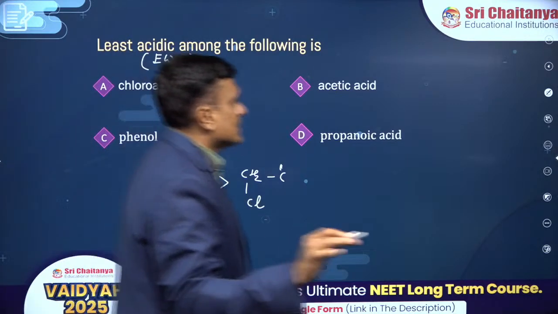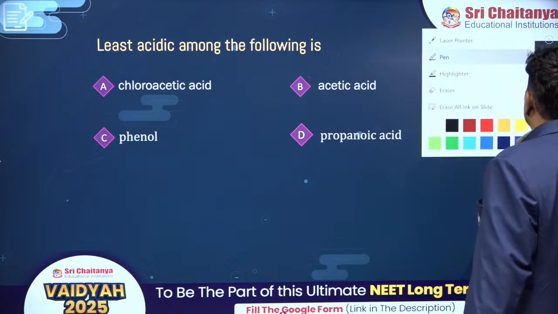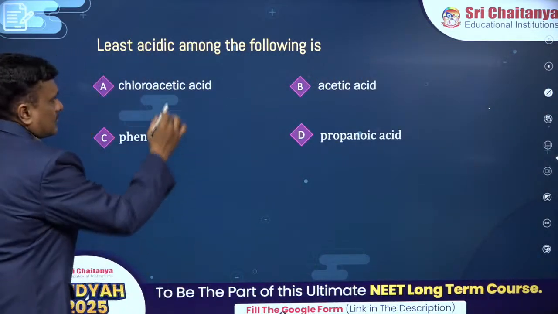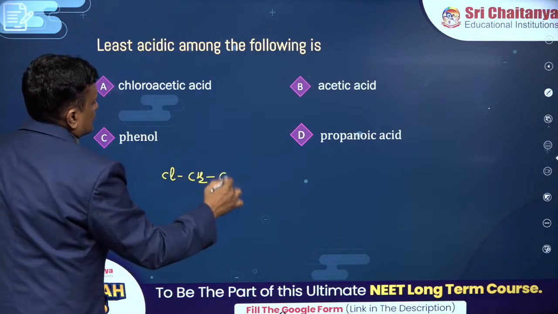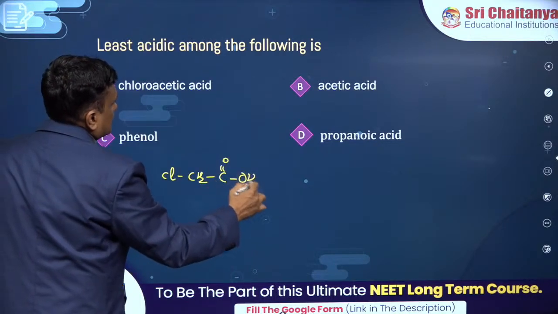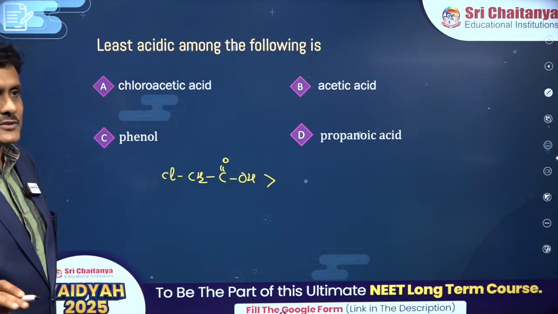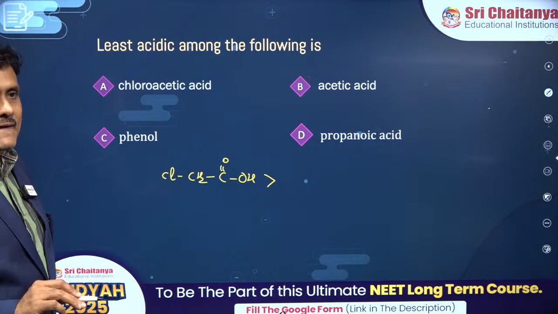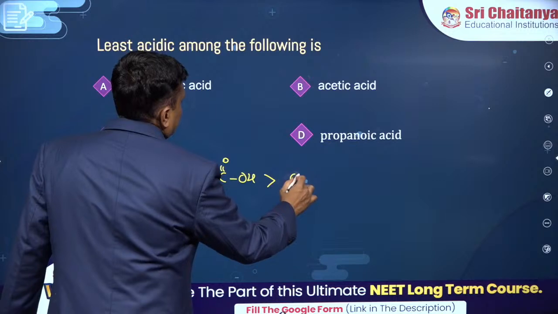I am sorry about this. Acetic acid, no. Carboxylic acid, okay, not alcohol. Carboxylic acids are more. Chloroacetic acid, CH2Cl COOH. Phenol comes later only. Yes, thank you. Less acidic, yes, correct. So, chloro, then you have acetic acid.